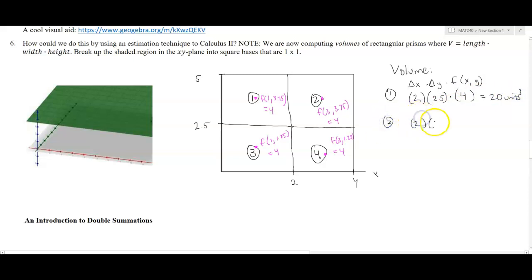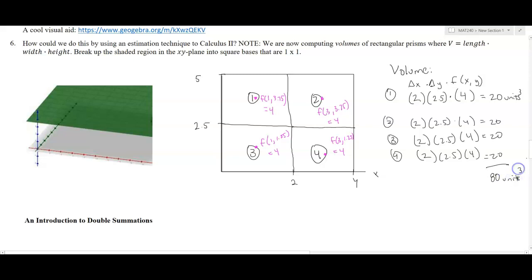And for region 2, it's going to be the exact same thing. Delta x is 2, delta y is 2.5. We don't want to change delta x or delta y midstream. We want to keep those constant for the particular problem, but notice that delta y and delta x don't have to be the same. Multiply that by 4. Again, we get 20 cubic units. For 3, we get 20 cubic units. For region 4, we get 20 cubic units again. We're just multiplying 2 by 2.5, and because the height is uniform at 4, we're getting that same volume for each one of those French fries, so to speak. And this comes out to 20 as well, and we get our answer of 80 cubic units, just like we did before.